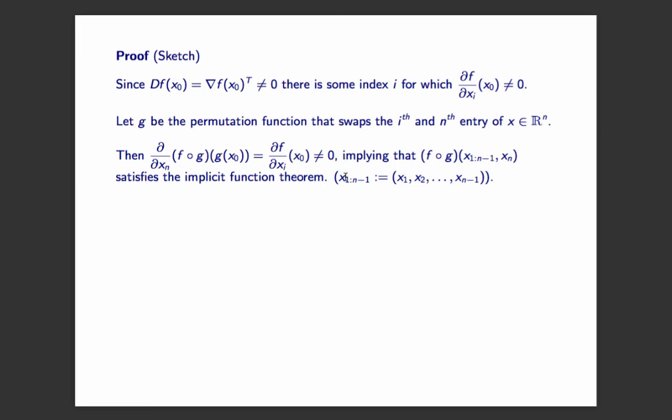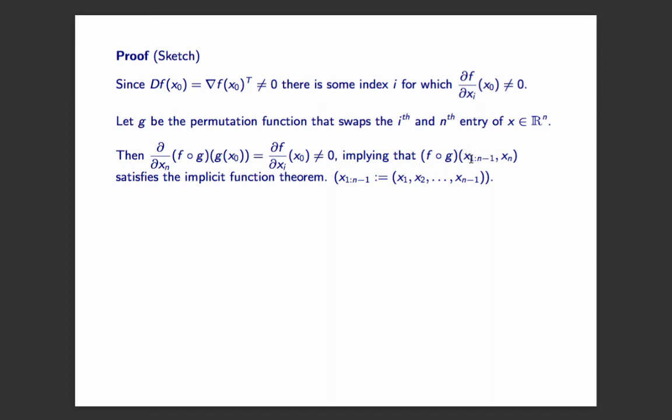That implies that the composition function, f with g. Now notice how we're defining it. We're not saying f of g of x. We could, but we're actually going to split x into the first n minus 1 parts and the last entry. So this composition satisfies the implicit function theorem, right? In the implicit function theorem, this is our x and this is our y. And the derivative at y we saw is non-zero, specifically at g of x naught.